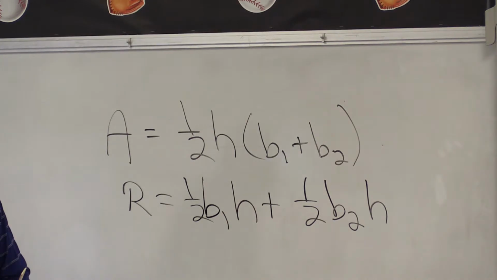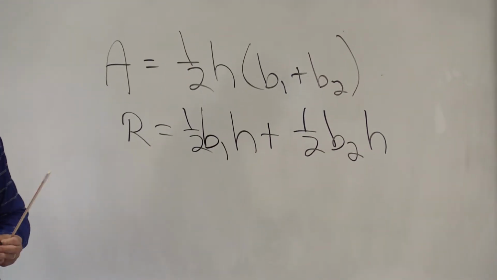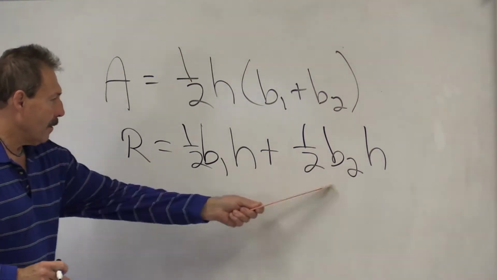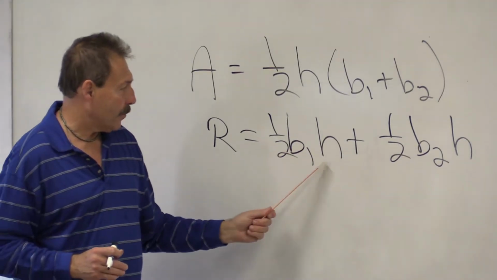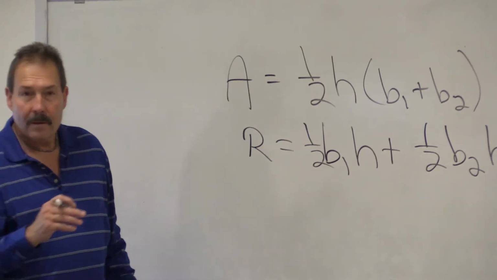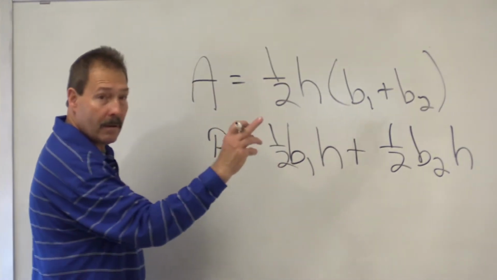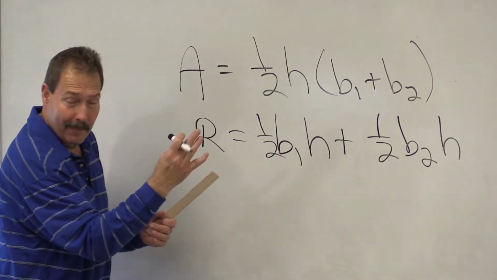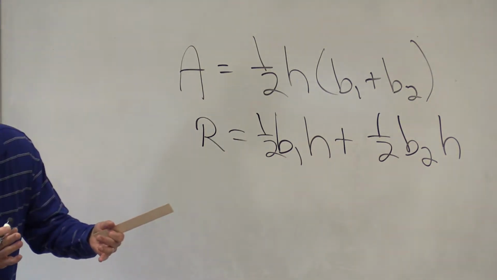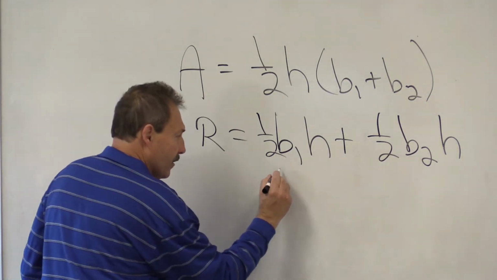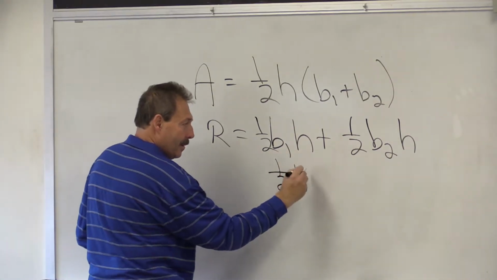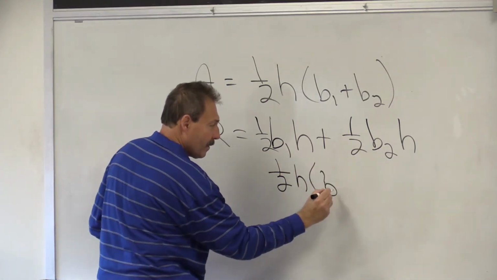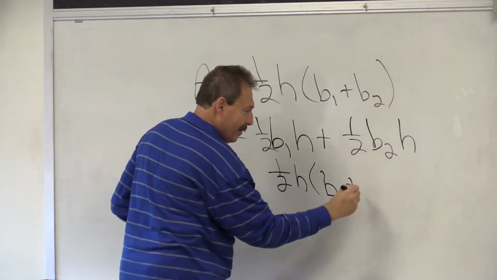Everybody had algebra, right? What's the common factor here? What's the common factor between that and that? 1/2 h. I'm gonna take it out, right? Remember common factors? I'm gonna take out the 1/2 h. What's left here? B1, right? What's left here?